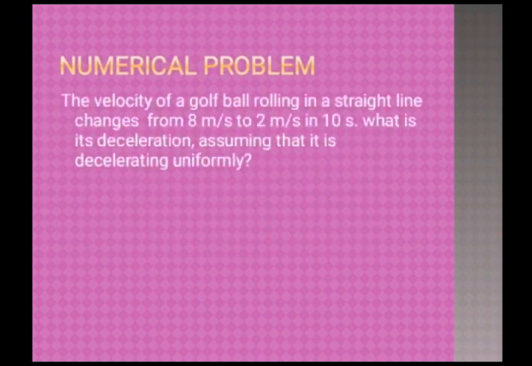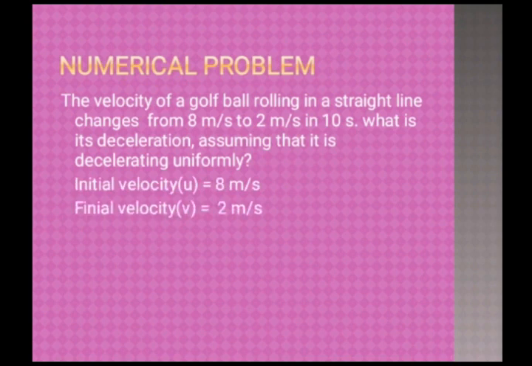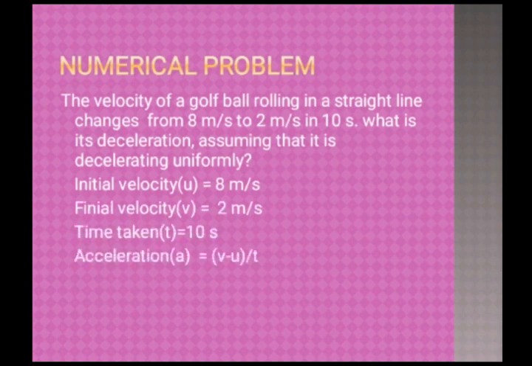The velocity of a golf ball rolling in a straight line changes from 8 meter per second to 2 meter per second in 10 seconds. What is its deceleration, assuming that it is decelerating uniformly? Initial velocity is equal to 8 meter per second and final velocity is equal to 2 meter per second. Time taken is equal to 10 seconds. Acceleration is equal to v minus u divided by t.